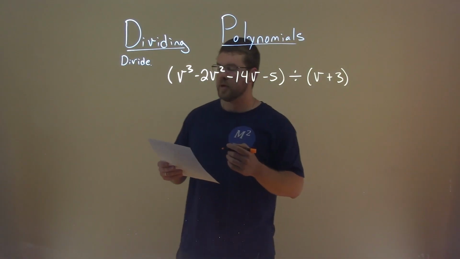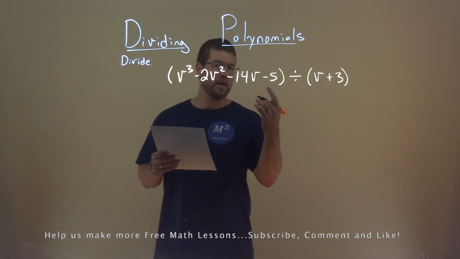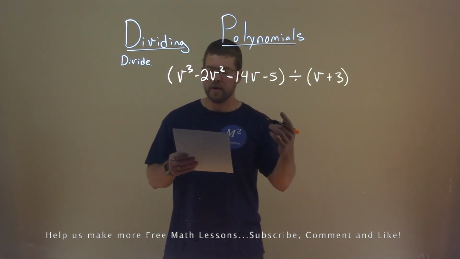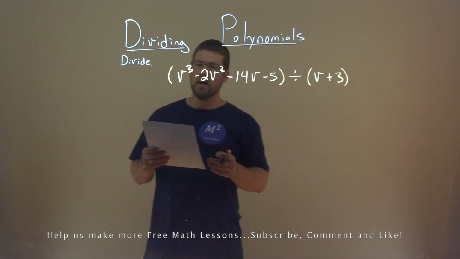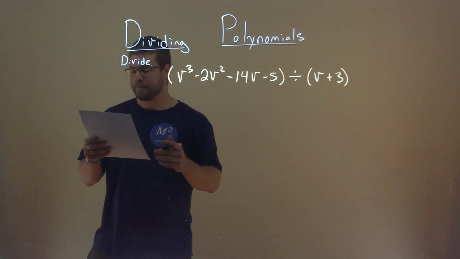We're given this problem right here. V to the third minus 2v squared minus 14v minus 5 divided by v plus 3. And we need to divide these two. Well, let's use synthetic division here. So let's set it up.